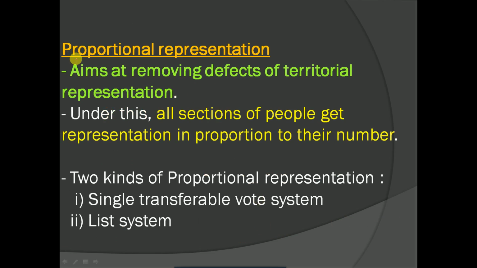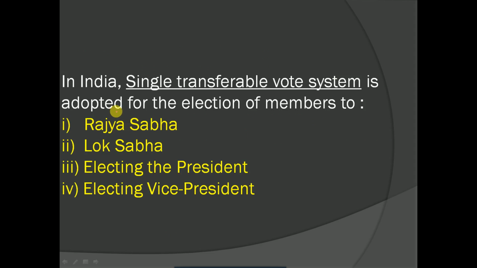Proportional representation, which is adopted for Rajya Sabha, mainly aims at removing the defects of territorial representation. Under this kind of representation, all sections of people get representation in proportion to their number. There are two kinds of proportional representation: the single transferable vote system and the list system. In India, the single transferable vote system is adopted for the election of members to Rajya Sabha, for electing the president, and for electing the vice president.